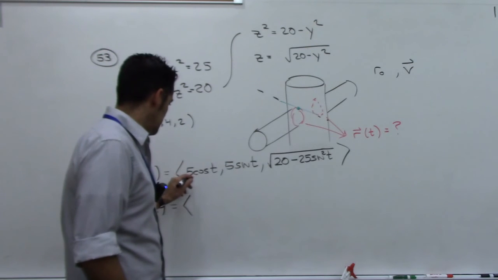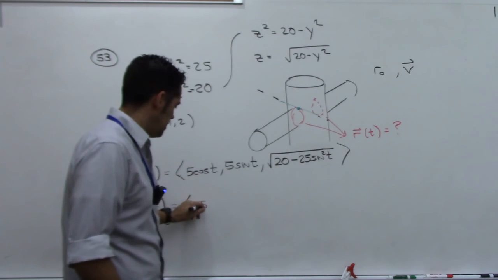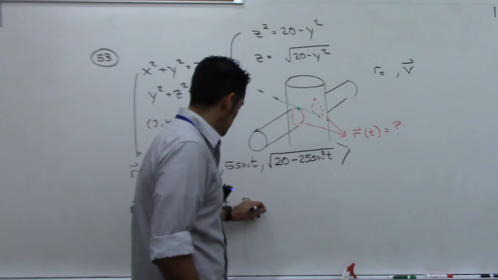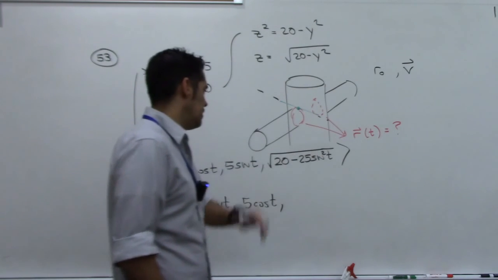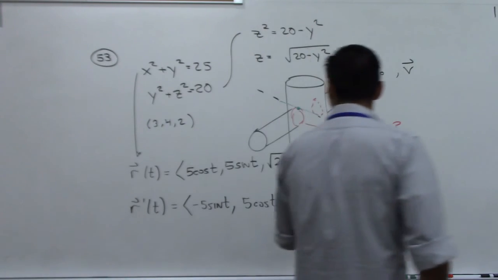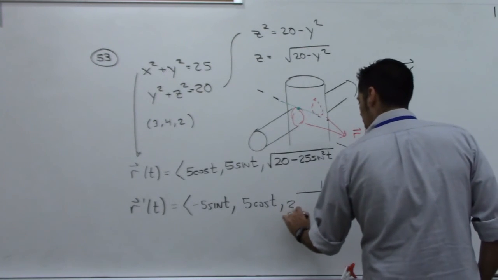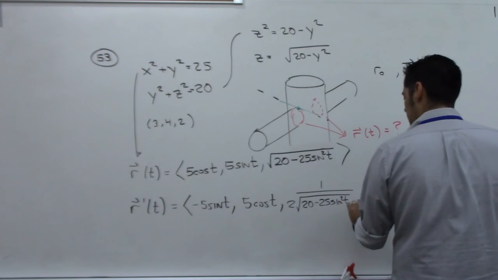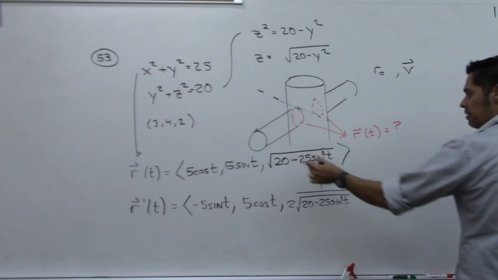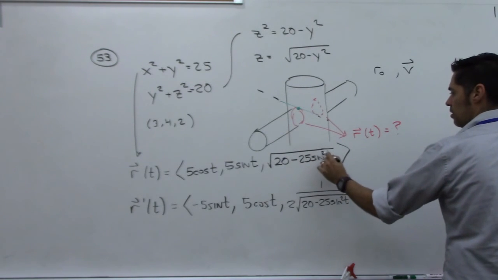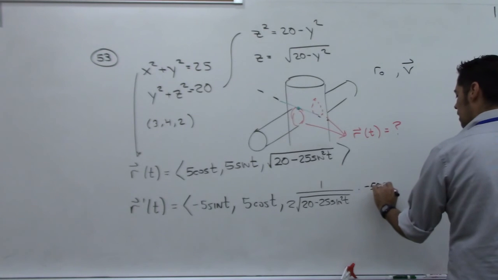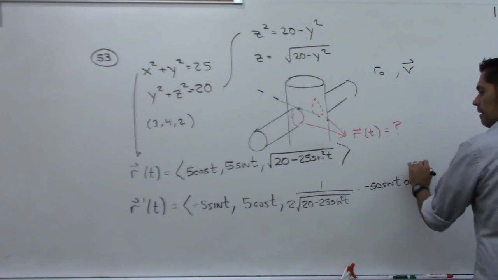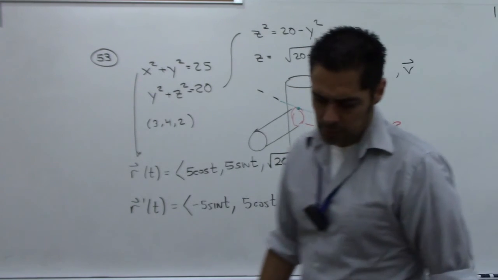What do we got derivative wise? So take derivative here, you get negative 5 sine t. And then take derivative there, you get 5 cosine t. And then this derivative actually sucks pretty bad. Chain rules, so 1 over 2 roots of all this times the derivative of what's inside. So derivative of 20 is gone. Derivative of this, the 2 comes out, so negative 50 sine t times derivative of sine, which is cosine t. That should be it. My phone is going crazy.